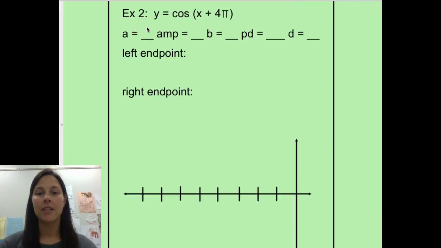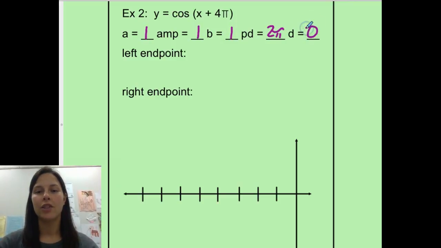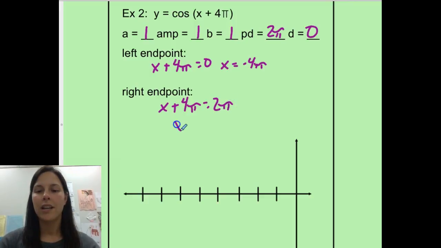Taking a look at a basic phase shift of our cosine function, again, that a value is 1, so our amplitude is 1. We're multiplying x by 1, so our period remains 2 pi, and we don't have a vertical shift. We're just focusing on that phase shift this time. Setting x plus 4 pi equal to 0, we have a left endpoint of negative 4 pi. And setting x plus 4 pi equal to 2 pi, we have a right endpoint of negative 2 pi.